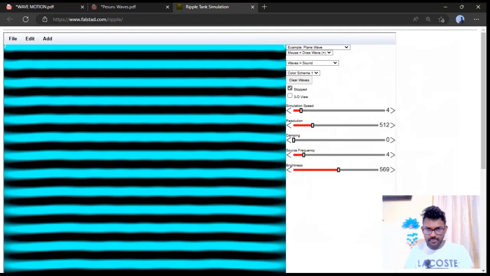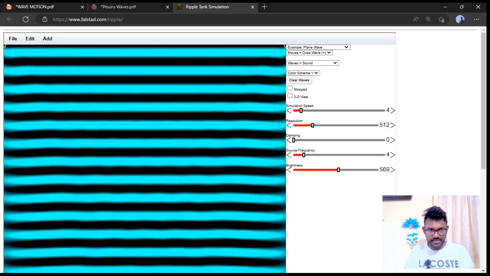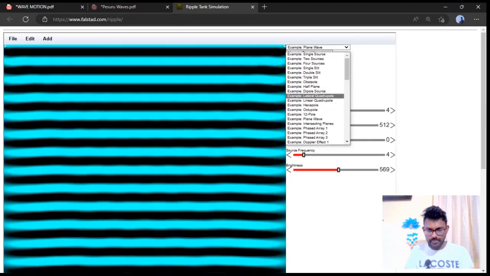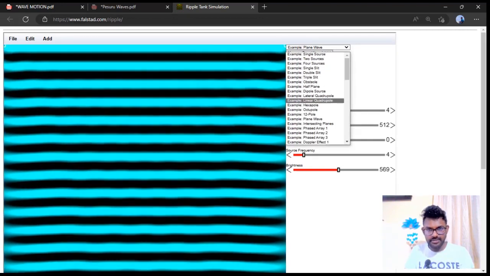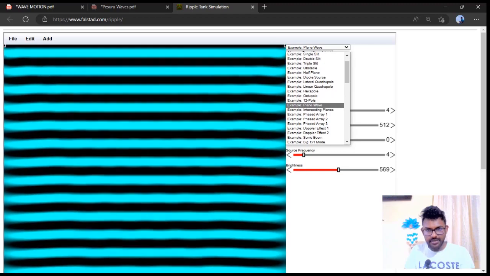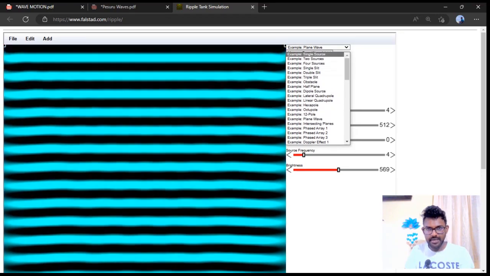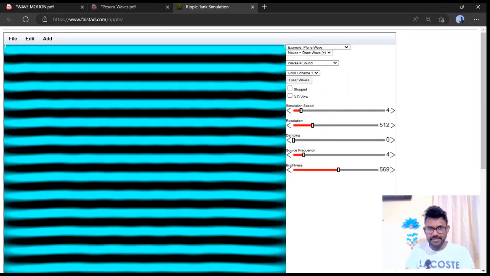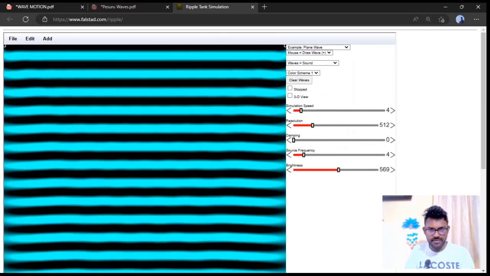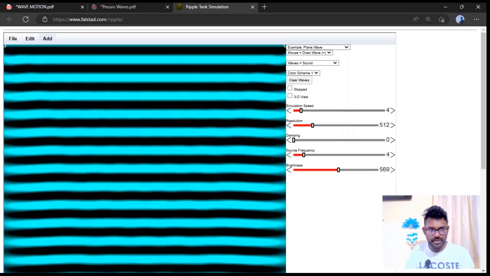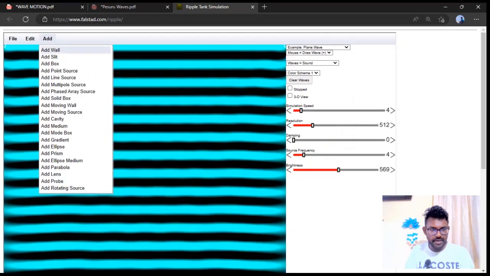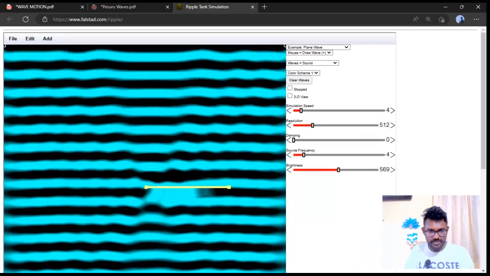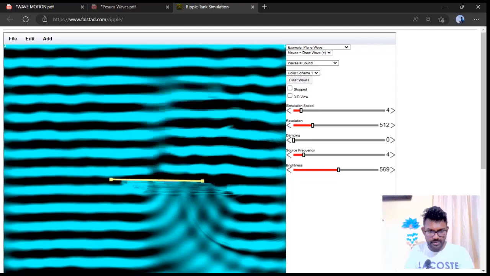So you can see here in this simulation, these are the planar wave fronts. You can select it from here, either plane wave fronts, or you can make it a single source, that is a circular wave front. Okay, let's see the first thing. In this scenario, I'm going to add a wall here. Let me add the wall here.